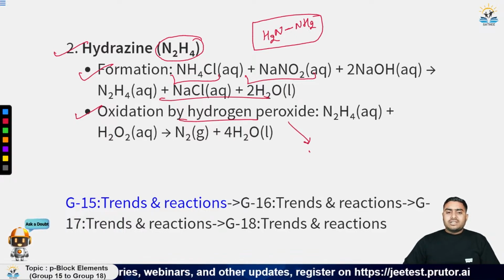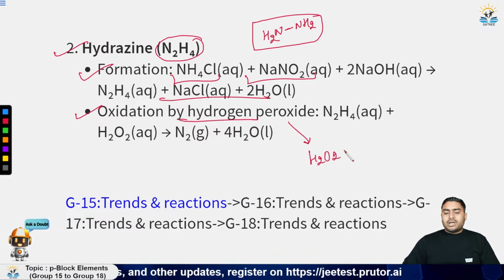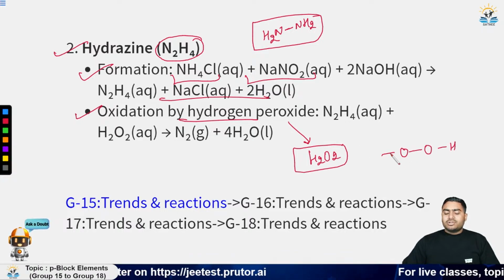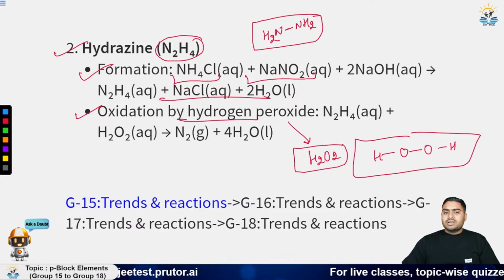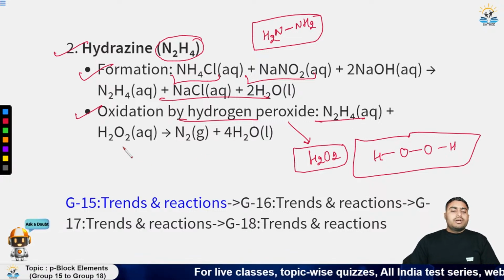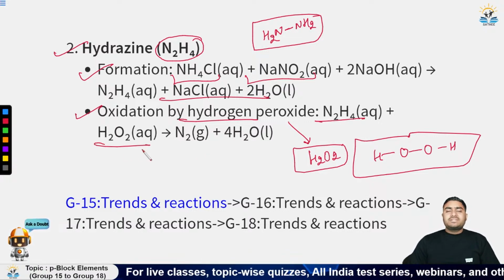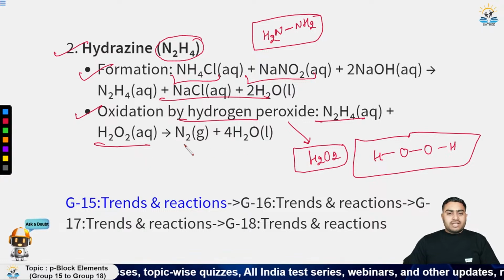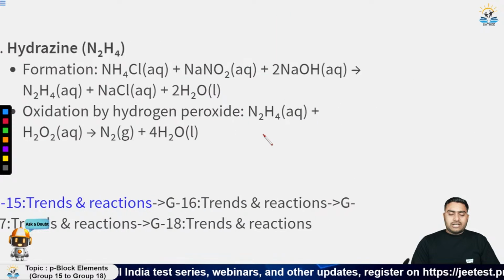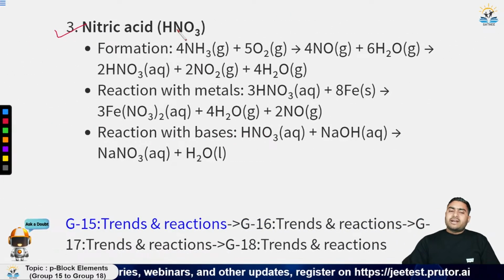Hydrogen peroxide is H2O2, right? Peroxide means there is a peroxide linkage like this, and this is hydrogen, this is hydrogen. This is hydrogen peroxide. So N2H4 reacts with hydrogen peroxide, which is H2O2. It will give N2 plus 4H2O. That means nitrogen gas plus water. Next, nitric acid.